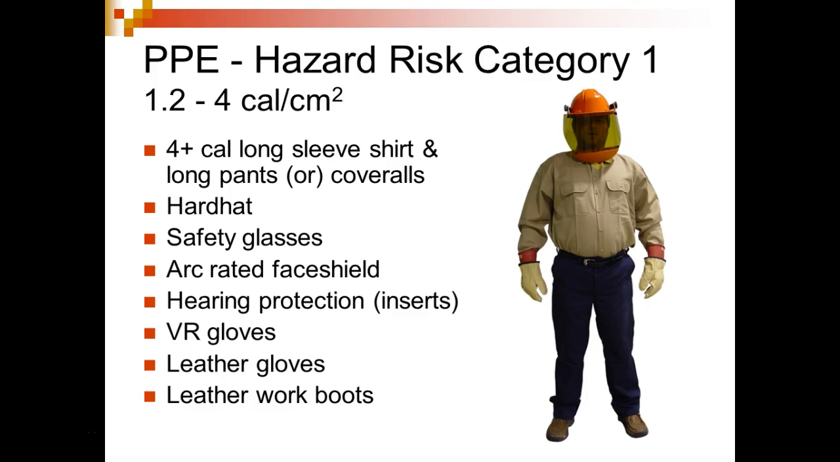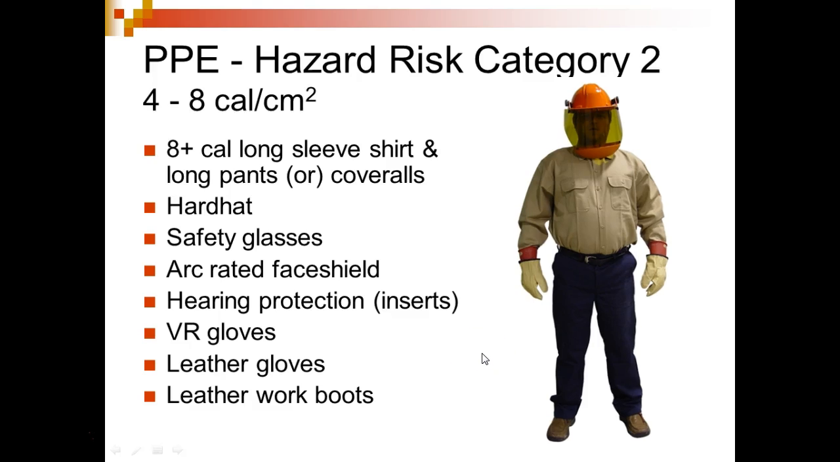This is between calories 1.2 to 1.4, hazardous risk category 1. A 4+ cal long sleeve shirt and long pants. So now you have to get a shirt and clothing that's rated at certain things, right? Hard hat, safety glasses, arc rated face shields, hearing protection. What is VR gloves? Voltage rated gloves, I'm sorry. Leather gloves and leather work boots, right? Okay? This would be category 2, which is basically the same. It looks the same, but notice what's changed.